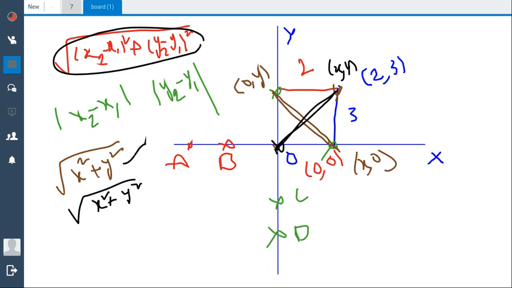Next, one more I am explaining here. One point is the origin and the second point is x comma y. So in that case, how to find the distance between 2 points? Square root of x minus 0 whole square plus y minus 0 whole square, which means root of x square plus y square. So the main formula, the distance between 2 points, is square root of x2 minus x1 whole square plus y2 minus y1 whole square.